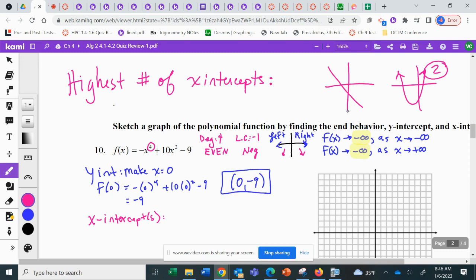How about for a line? What's the highest number of x-intercepts? X-axis, the highest number of x-intercepts is what? 1.